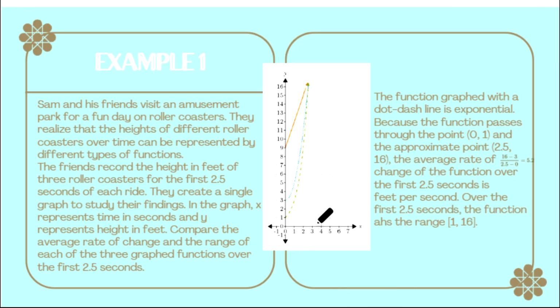The function graphed with a dot-dash line, this kind of greenish color, is exponential. Because the function passes through the point (0, 1) and the approximate point (2.5, 16), the average rate of change of the function over the first 2.5 seconds is y2 minus y1 over x2 minus x1, and I can't read that, but it's feet per second for the first 2.5 seconds. Over the first 2.5 seconds, the function has the range. It starts at 1 and it goes all the way to 16.